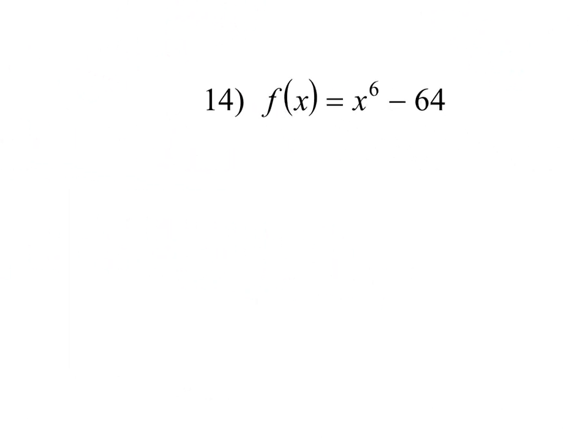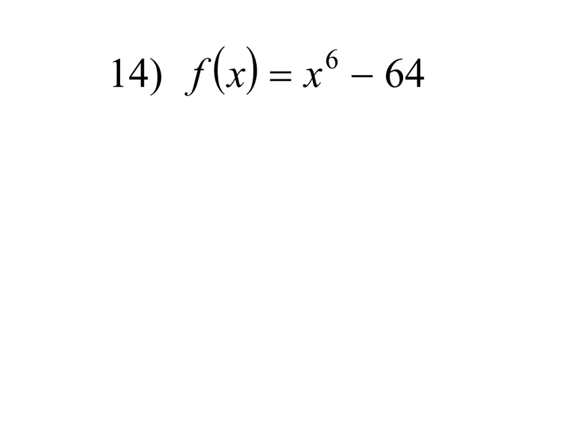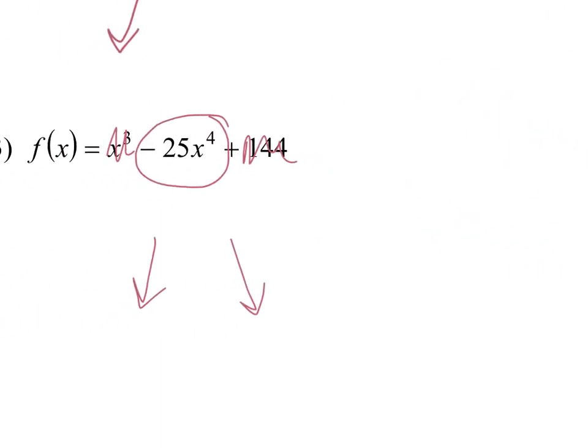Okay, and last one from this section, 14. What term are we looking at? X to the 6. Is this positive or negative? Positive. So how's the graph going to end? Up. Is it even or odd? Even. So how's it going to start? Up. So since it's even, they go in the same direction, so we have up and up. Yes. And 13 is down and down.